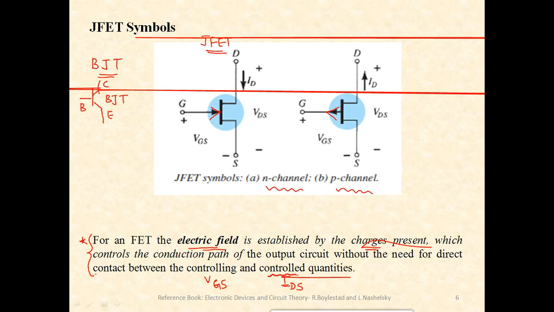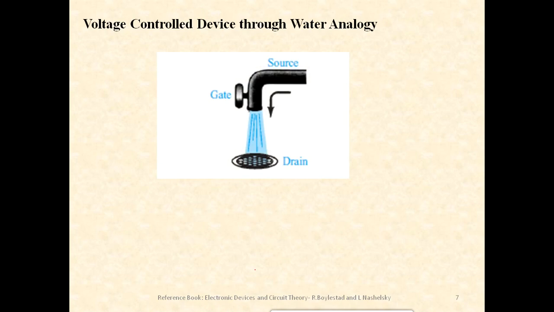IDS is the controlled quantity, whereas the controlling quantity is the gate voltage VGS. Okay, fine. So moving forward, we had just mentioned that a JFET is a voltage controlled device. In your textbook there is a nice water analogy, so that you can understand the meaning of voltage controlled. You can correlate your JFET with this simple water analogy, wherein water is flowing from source to the drain.